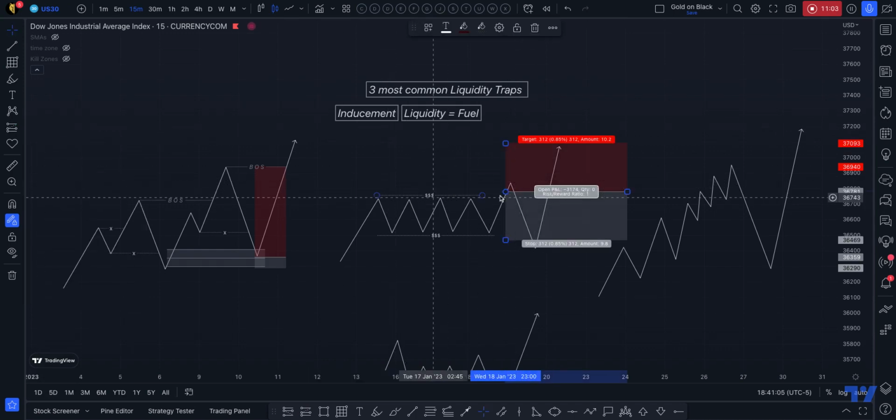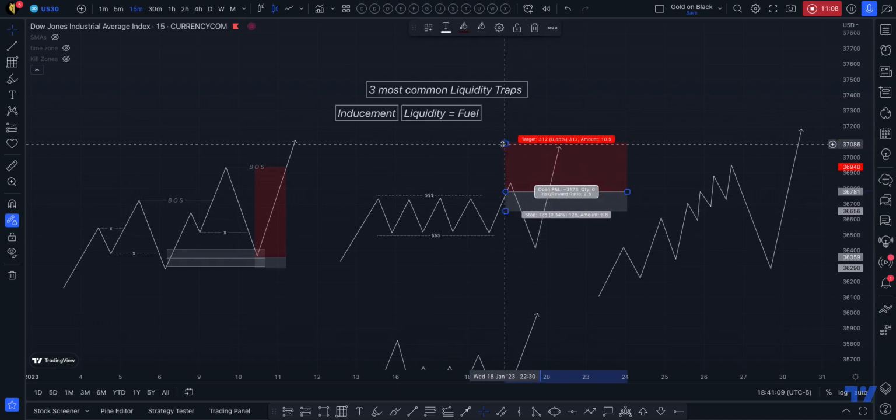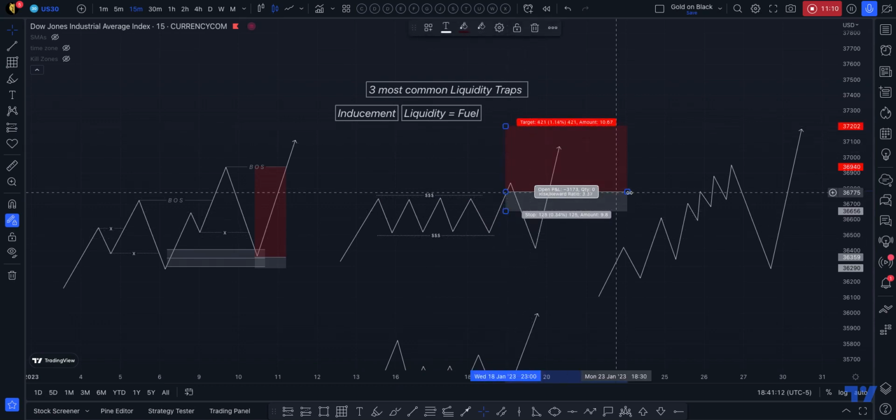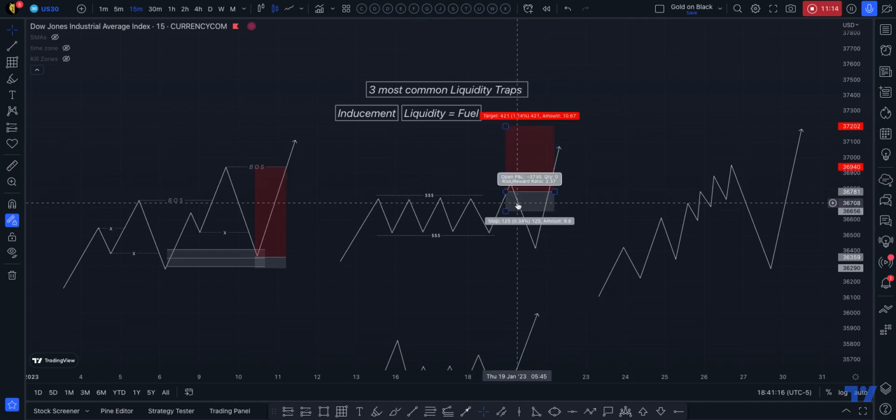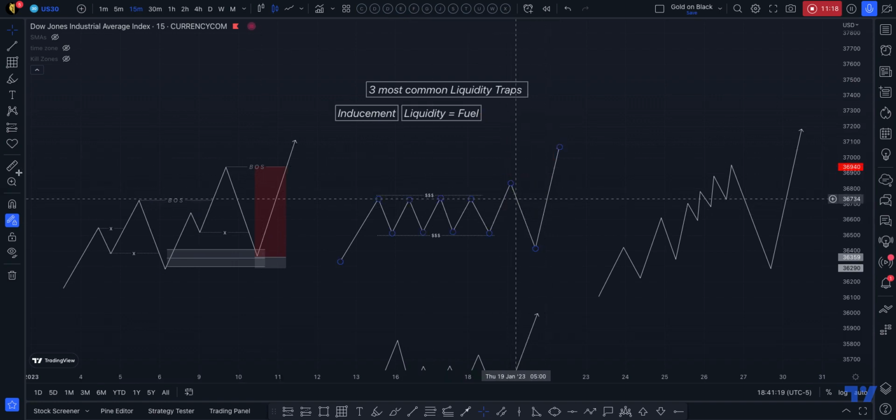After the buyers see the break of this structure right here, they will be like, oh yeah, this is the break of that consolidation. Let's go buy. Boom, they go buying in there. Guess what? No, the market is not ready to go up. So boom, they get stopped out. More liquidity is taken there.